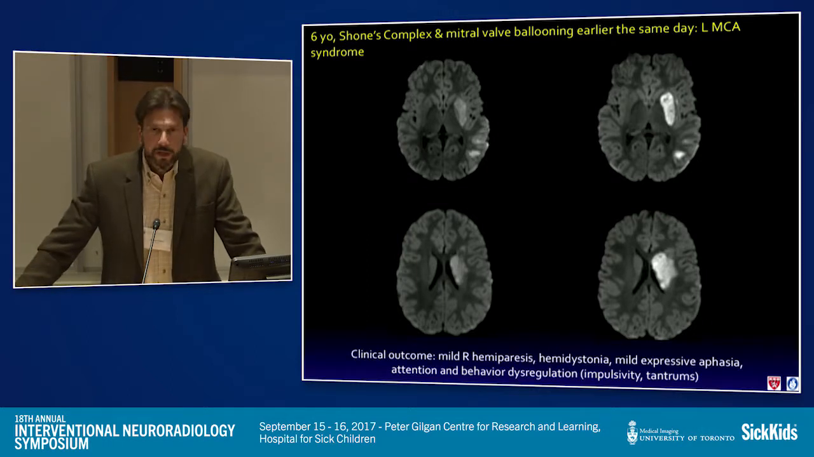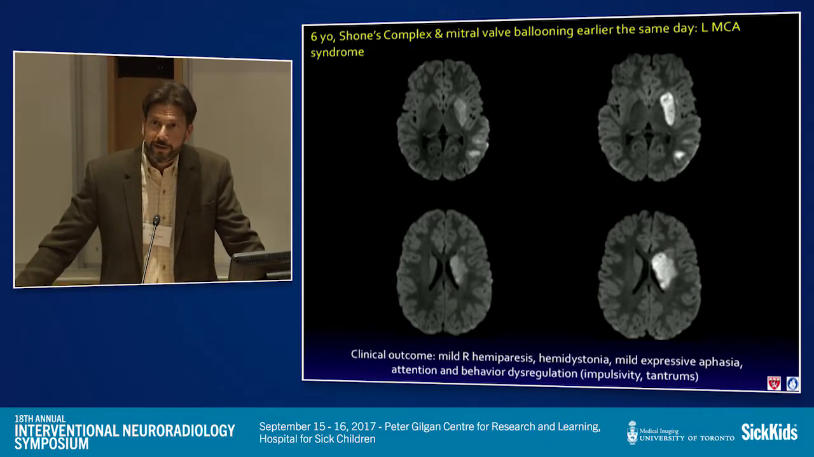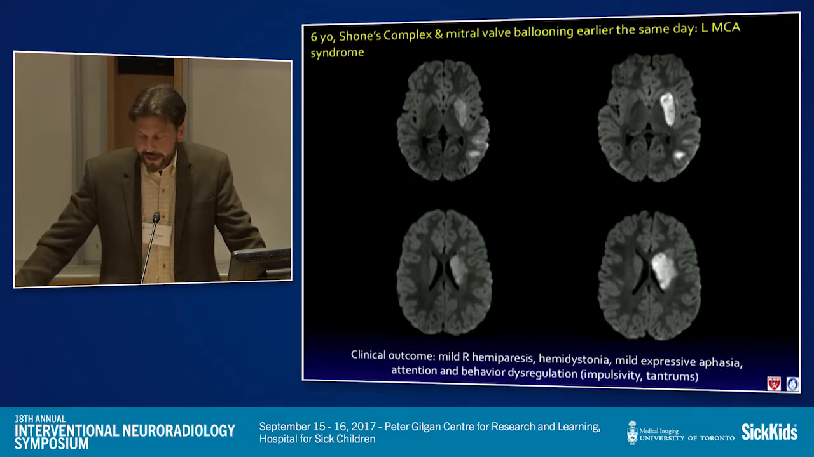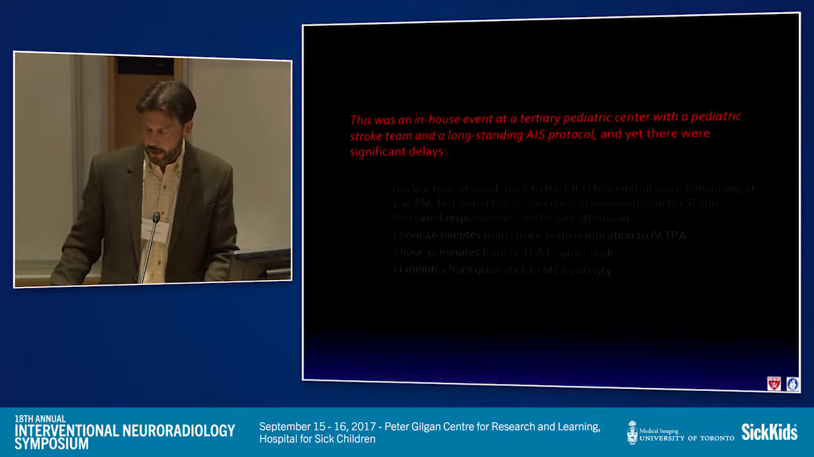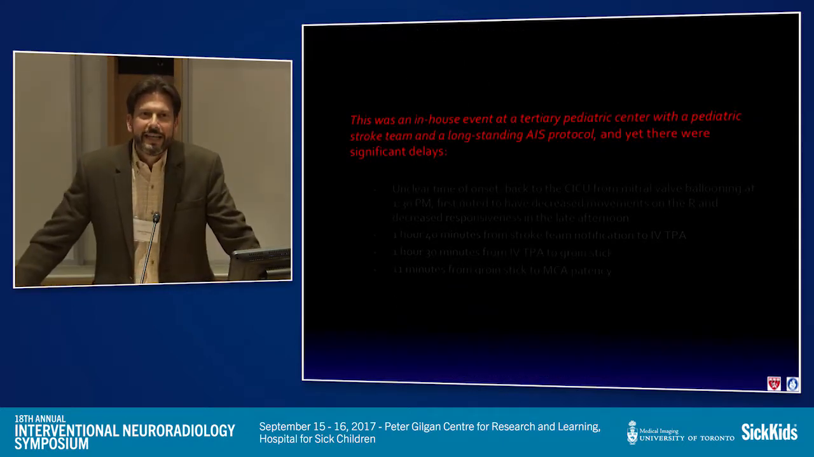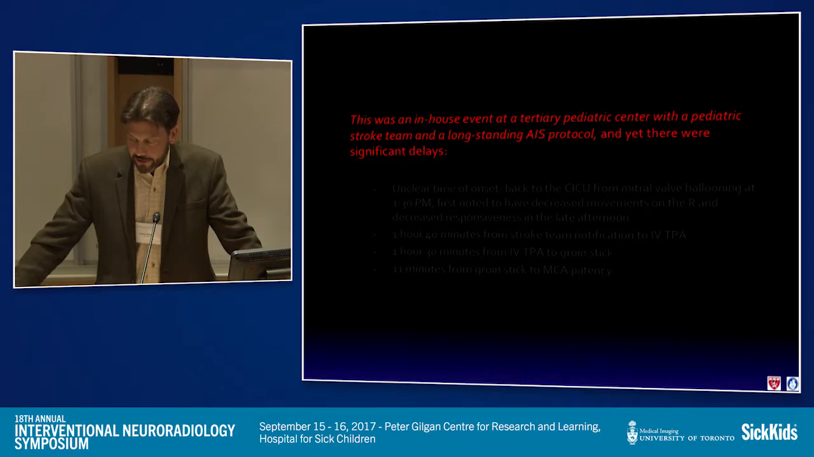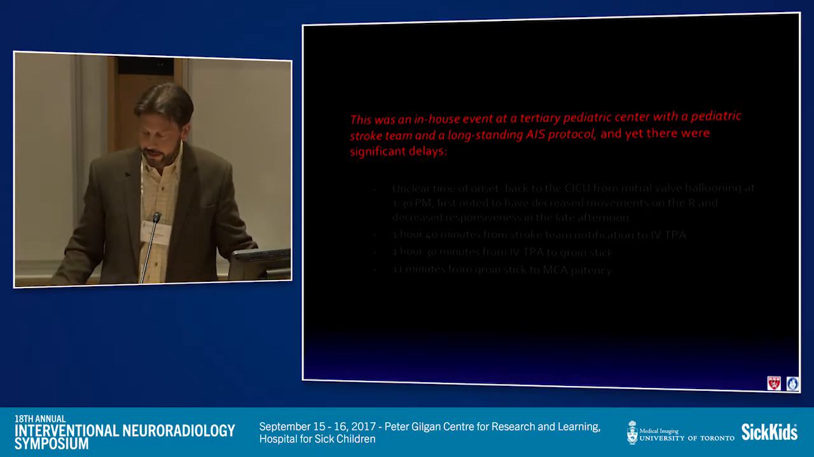And the clinical outcome here was the child was left with a mild residual right hemiparesis, a hemidystonia, a mild expressive aphasia, so he's able to speak but with difficulty, and then attention and behavior dysregulation, which is something we very commonly see with acute stroke in children. So rage episodes and impulsivity. Now, I just want to point out that this was an in-house event at a tertiary pediatric medical center that has had a long-standing acute stroke protocol in place, and yet, with all that, there were still significant delays.